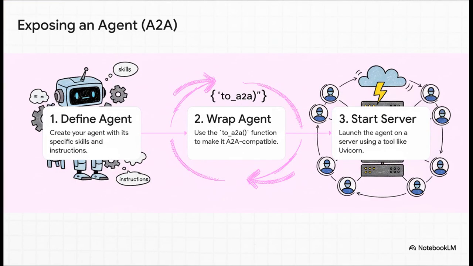And you might think setting this up is complicated, but it's actually incredibly straightforward. First, you define your agent and what it can do. Second, you wrap it in a special function to get it ready for A2A. And third, you just launch it on a server. That's it. Your agent is now officially online and ready to collaborate.